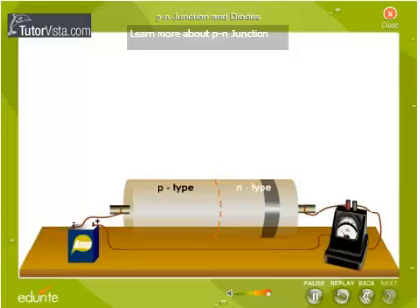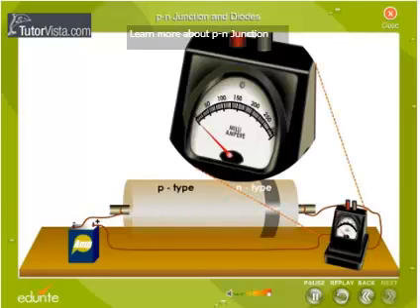Now, let us see what happens when the negative terminal of the battery is connected to P-type region and positive terminal to the N-type region. Observe whether there is any deflection in the ammeter. As no current flows through the circuit, the ammeter reading is 0.